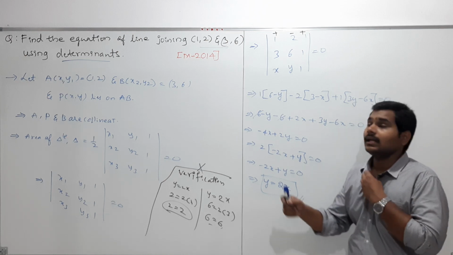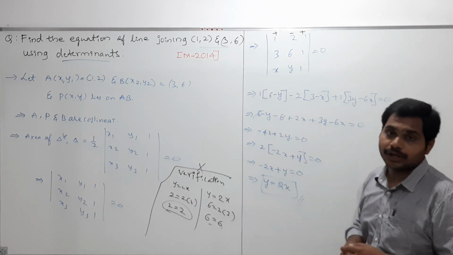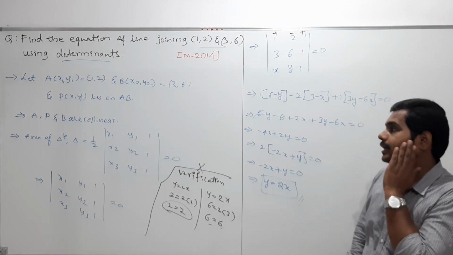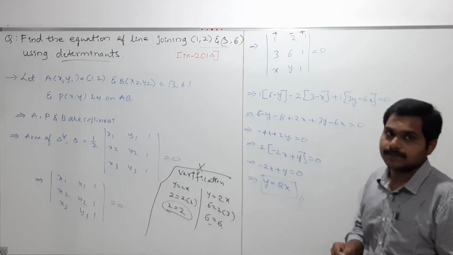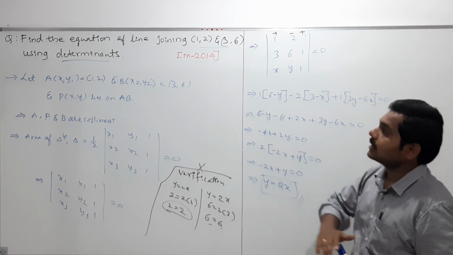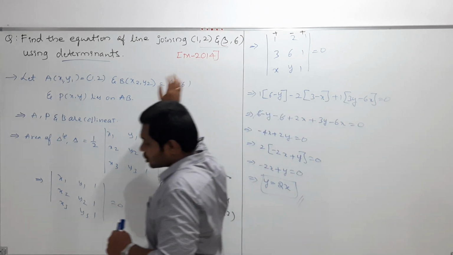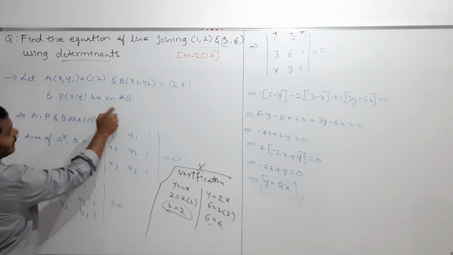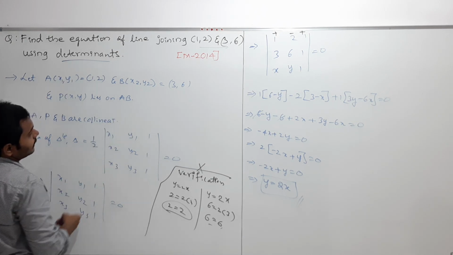That is the equation of the line, joining these two points here. Clear? This type of question is very important. Please try to solve this, my dear students. Clear? And now I move to the same type of question, and this question was asked in March 2014. So P of x comma y lies on AB, you can write.